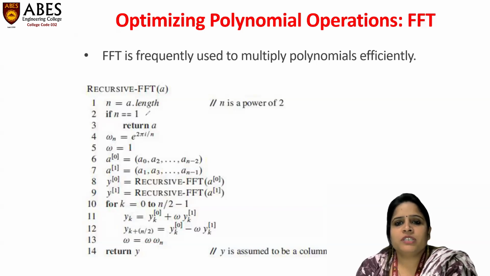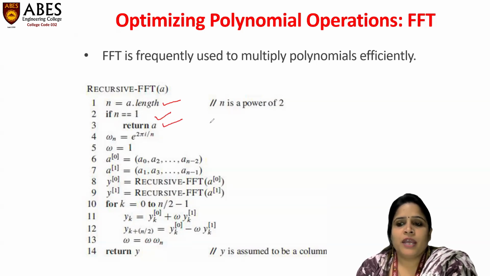The fast Fourier transform steps. Here you can see step number one, n is equal to a dot length. Total length n is a power of 2. When we apply the divide and conquer approach, it is a mandatory condition that the size of n is a power of 2. So if I want to divide our polynomial of size n into n by 2, it is mandatory that our n is a power of 2. Then if the value of n is equal to 1, then return a. It will return the index value a.